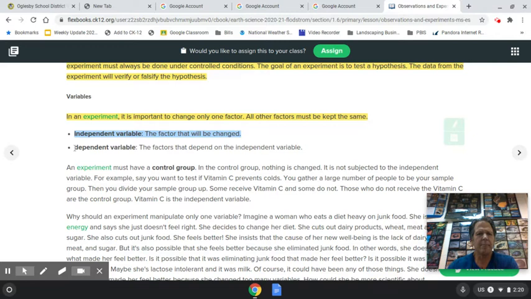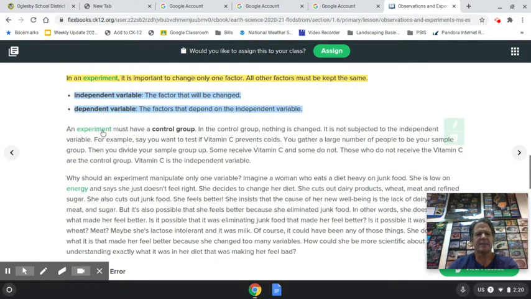Now, the way we measure the impact of the independent variable is called the dependent variable. Okay, the dependent variable. It depends on the independent. It's also called the responding or the reacting variable. So this is the manipulated one, and then this is the responding variable. Okay, put those in blue.